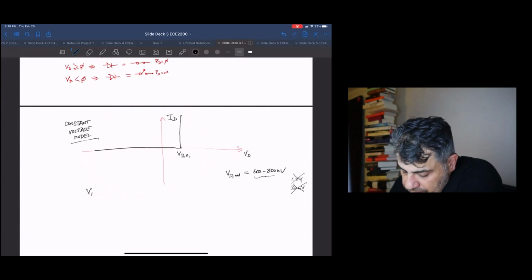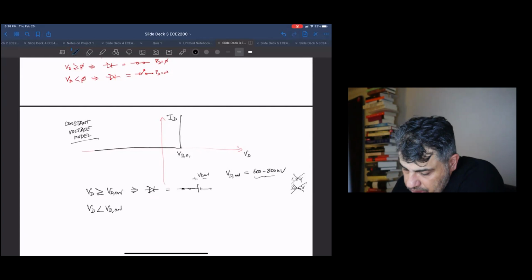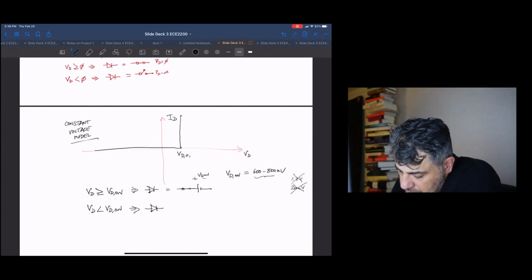And in this model, when VD is greater than or equal to VD on, then the diode looks like a closed switch with a battery of value VD on across it. Okay, and then when VD is less than VD on, so anywhere out here, the diode looks like an open circuit again.